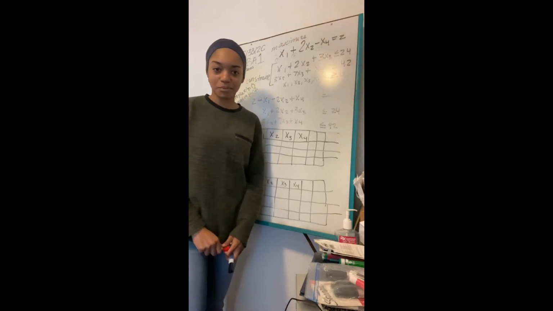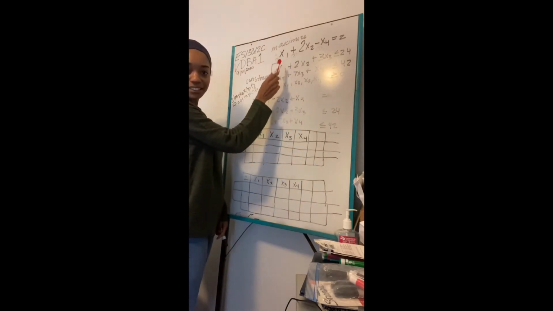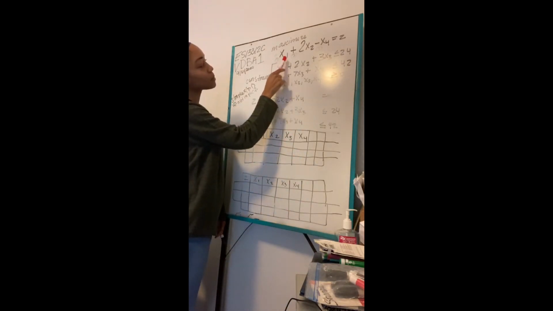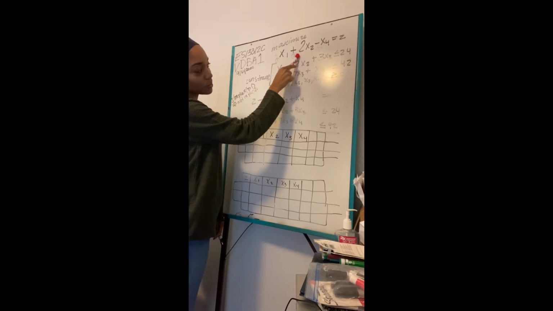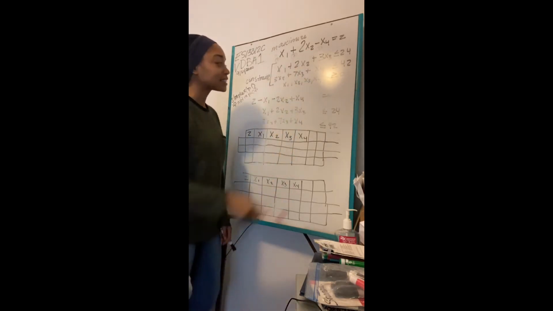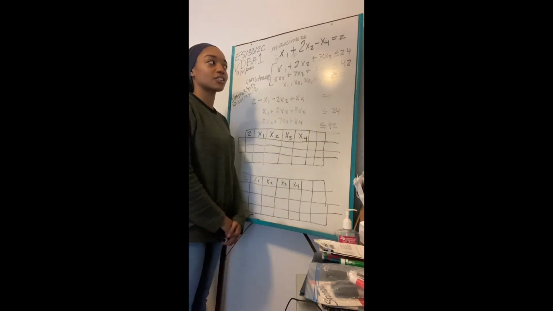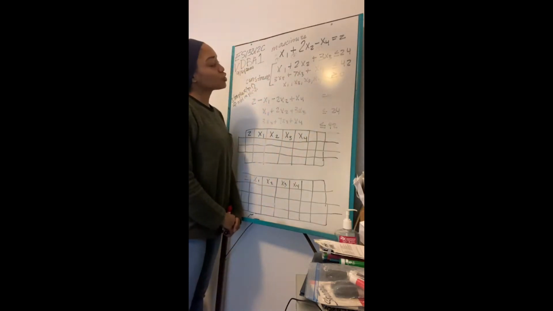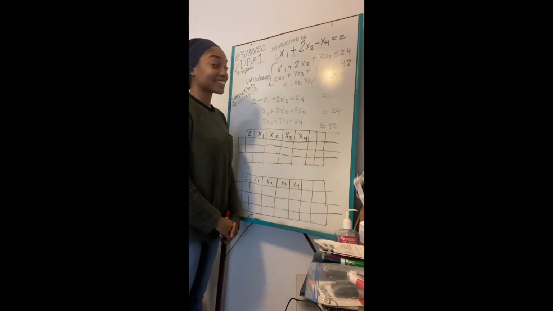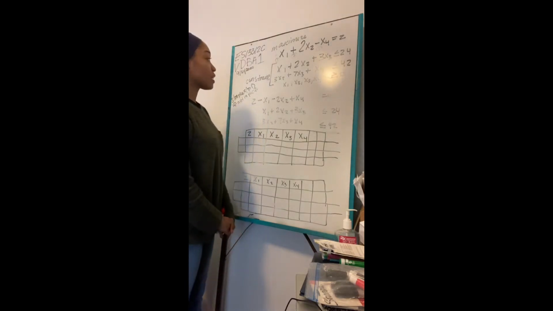This is a linear programming problem, and we are going to be maximizing x1 plus 2x2 minus 4x3 equals z, with the constraints x1 plus 2x2 plus 3x3 is less than or equal to 24, 3x2 plus 7x3 plus x4 is less than or equal to 42, and then x1, x2, x3, and x4 are all greater than or equal to 0.